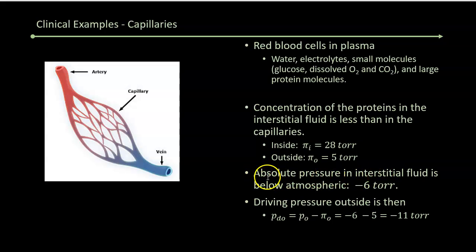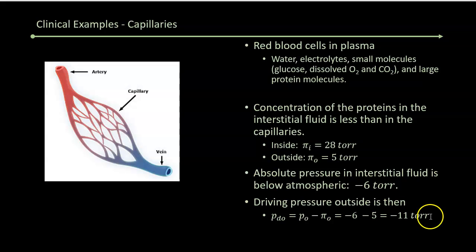Absolute pressure on the interstitial fluid is below atmosphere. It seems kind of surprising, but the tissue, no matter how soft, has some rigidity, and so it holds the interstitial fluid at below atmosphere. And so the driving pressure outside, which is the P0 minus pi 0 minus 6, right? We got our minus 6 minus another 5 is a minus 11 torr.